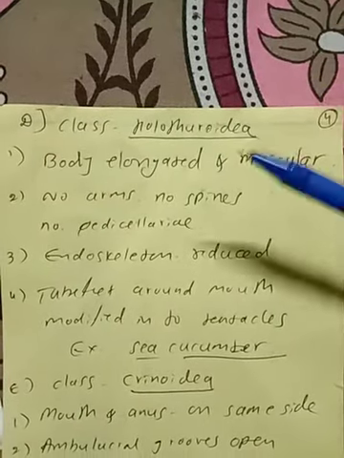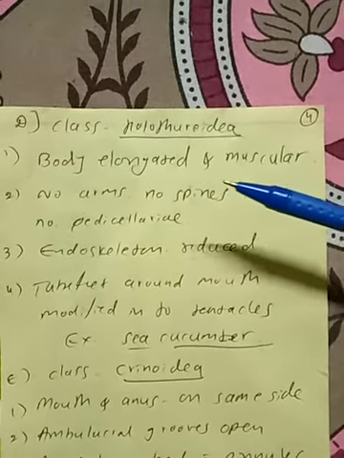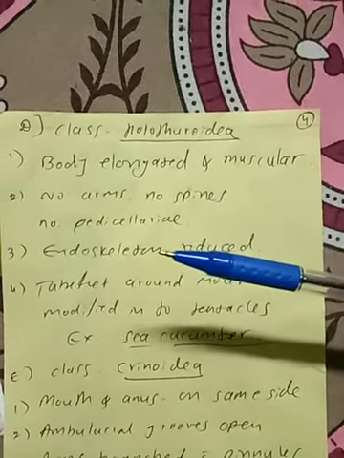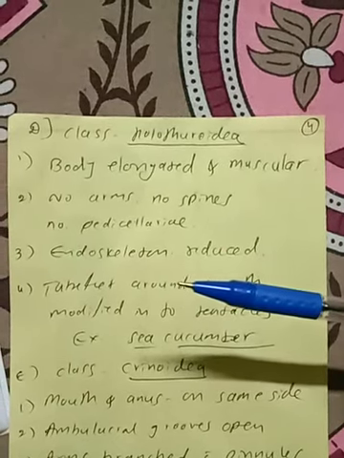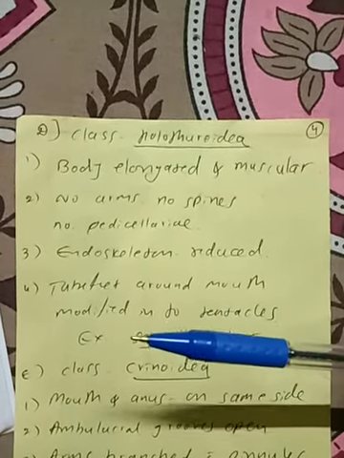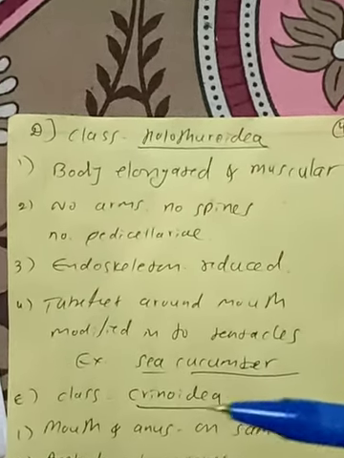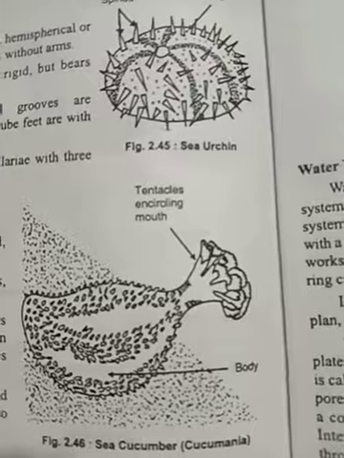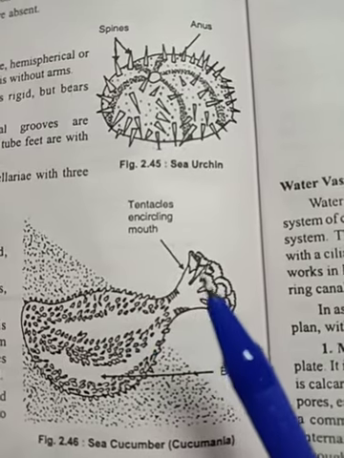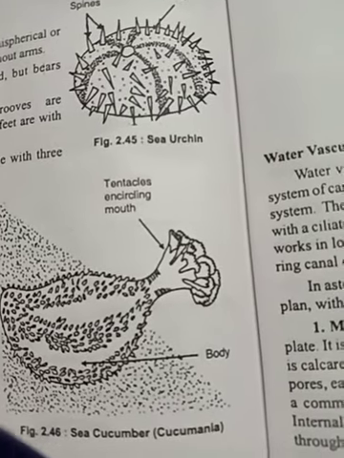Then the next class, that is Holothuroidea. Salient features: body is elongated and muscular. There are no arms, no spines, and no pedicellariae. Endoskeleton is reduced. Tube feet around the mouth are modified into retractile tentacles. Example, sea cucumber. You see the example, that is a body and the mouth is encircled with the tentacles. This is called sea cucumber.